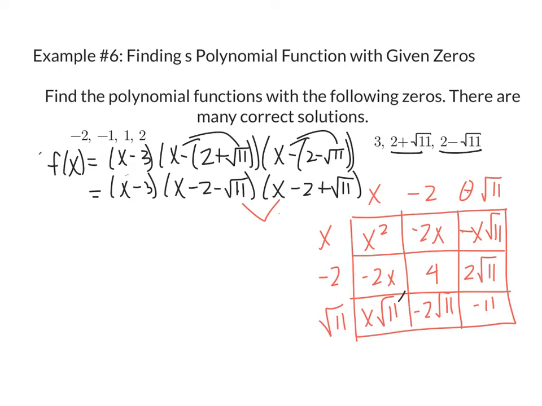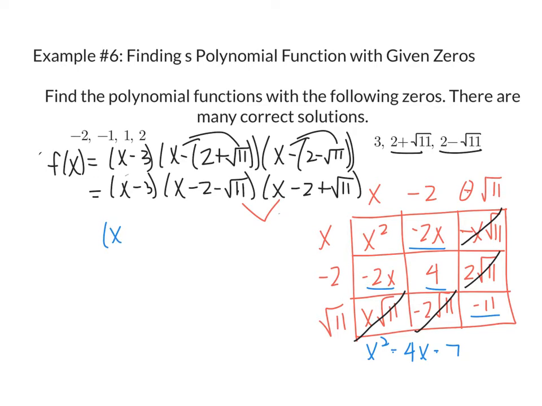And like I said, you should have a lot to cancel. So this x square root of 11 will cancel with that negative x square root of 11, and I'll also have a -2 square root of 11 that cancels there. And then from there, everything else is like terms. So that will be x squared. The -2x and the -2x will give you -4x. And then the 4 and the -11 will give you -7. So that's the first part of our function.